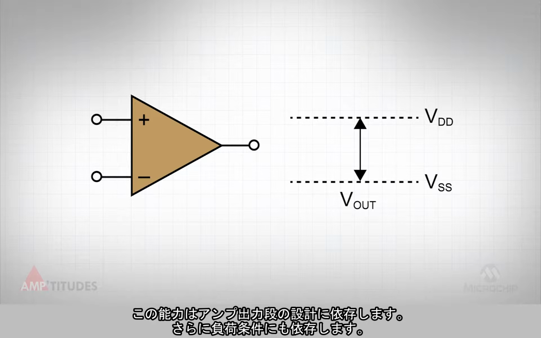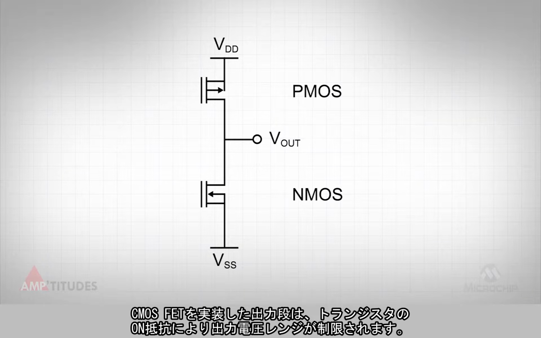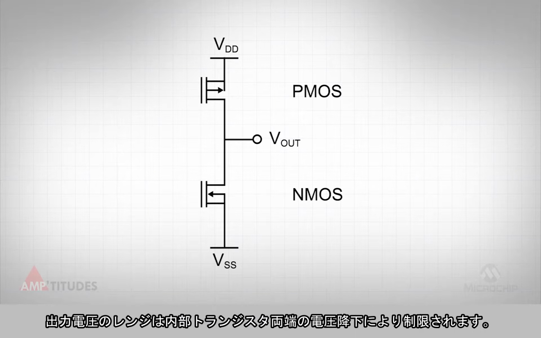This ability is a function of the design of the output stage of the amplifier and is also dependent on the loading conditions. For the purposes of this discussion, we will focus on amplifiers that implement a CMOS output stage, as shown here. An output stage that is implemented with complementary CMOS FETs is limited in terms of the output voltage range due to the on resistance of the transistors. The output voltage swing will be reduced by the IR drop across these internal transistors.